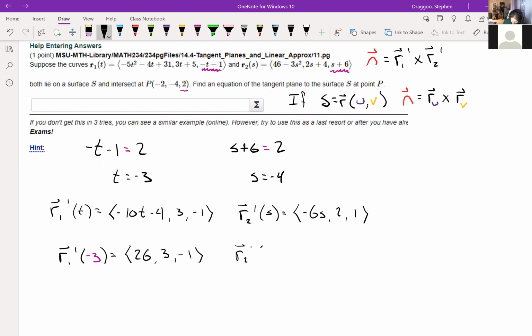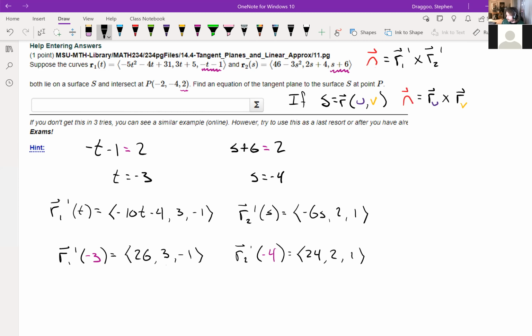R2 prime of negative 4. It's the next thing I'm into. And I hopefully get 24, 2, 1. Okay, cool. That checks out with math I did previously.